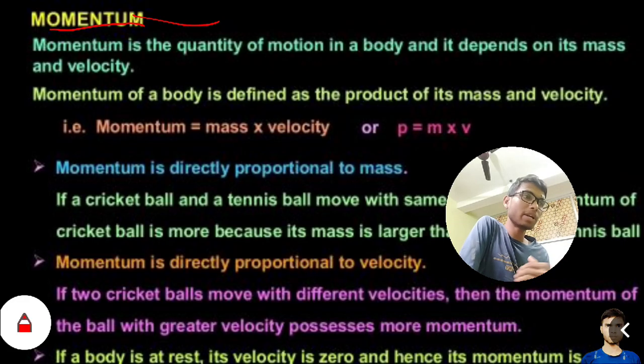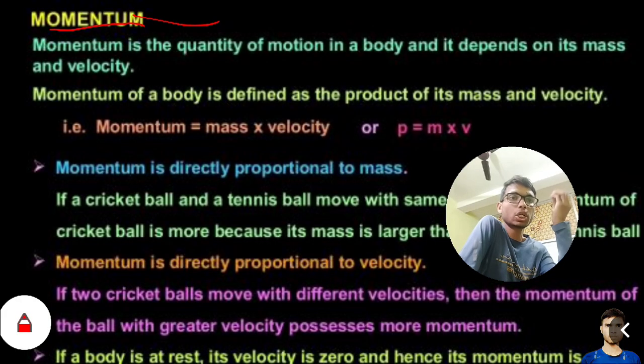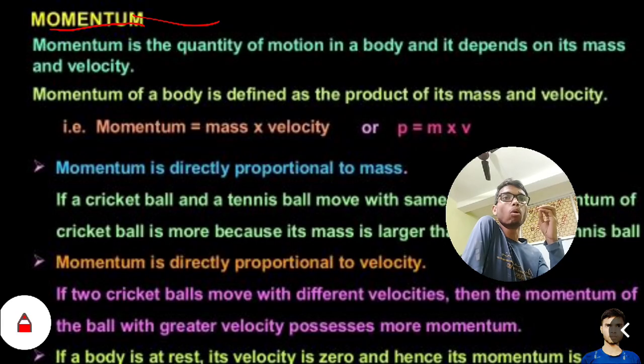Carefully try to understand. Even I didn't know the exact meaning of momentum. I was confused. Whenever the word came in front of me, I would start ignoring it. This time, in this slide, I think I will be clear. Momentum is the quantity of motion in a body, and it depends on its mass and velocity.